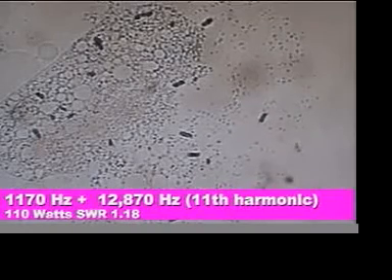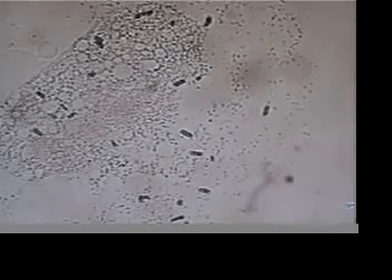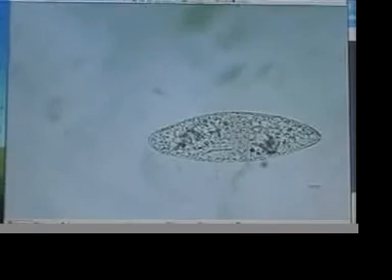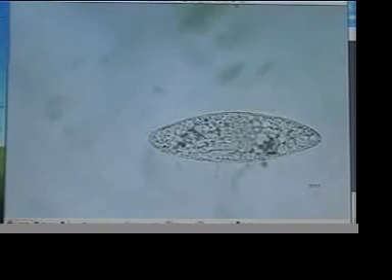SWR 1.18, 1170 hertz, and its 11th harmonic, 12,870 hertz. Here's another organism, a paramecium, who has stopped swimming and is changing shape.